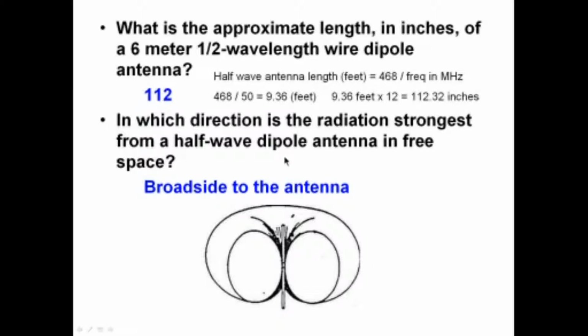In which direction is the radiation strongest from a half-wave dipole antenna in free space? Here's our antenna right here, right in the middle of that donut-looking thing there. And this has been cut away there so you can see the antenna. But your radiation is strongest broadside to the antenna. So here you have a radiating antenna. It will be strongest broadside to the antenna and less strong off the ends of the antenna. Broadside of the antenna is where the strongest radiation is.